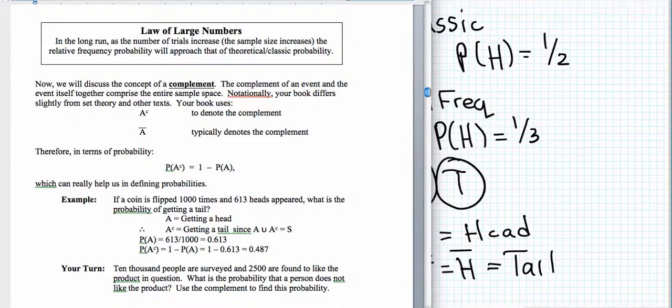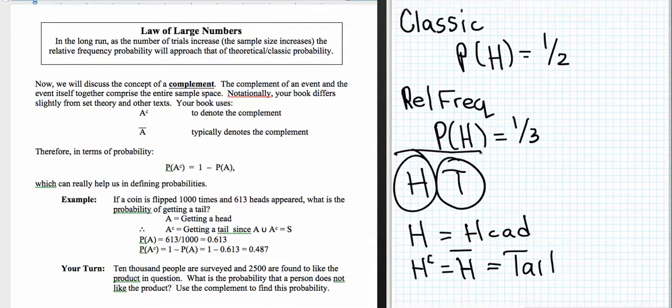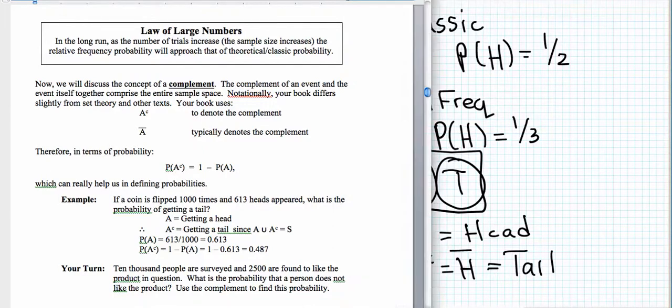Our example says if we flip a coin 1,000 times and 613 heads appear, what's the probability of getting a tail? So you see I've defined the events here. A is getting a head, and A complement is getting a tail. And that's because A union A complement is equal to the sample space. In other words, everything here, right, that's all there is. And so if I have the probability of A is 613 out of 1,000, or 0.613, then the probability of getting a tail, the complement of getting a head, is 1 minus the probability of getting a head.